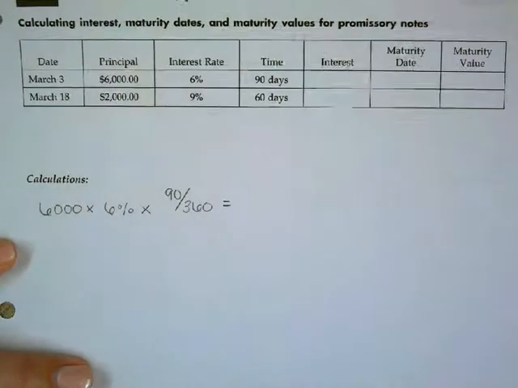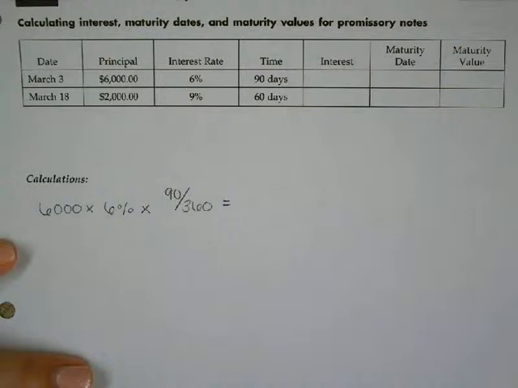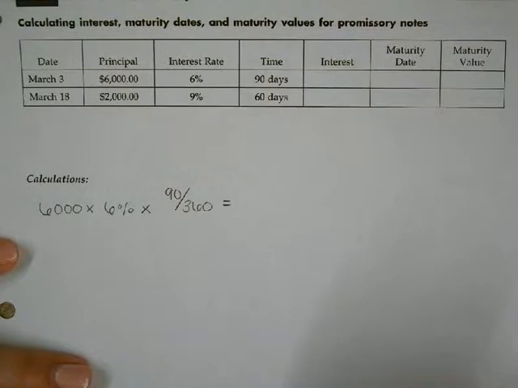Okay, what do we get for our interest? Can you just times that by 1/4? Yeah, okay, just making sure. Or times .25. $90. So our interest for that first one is $90.